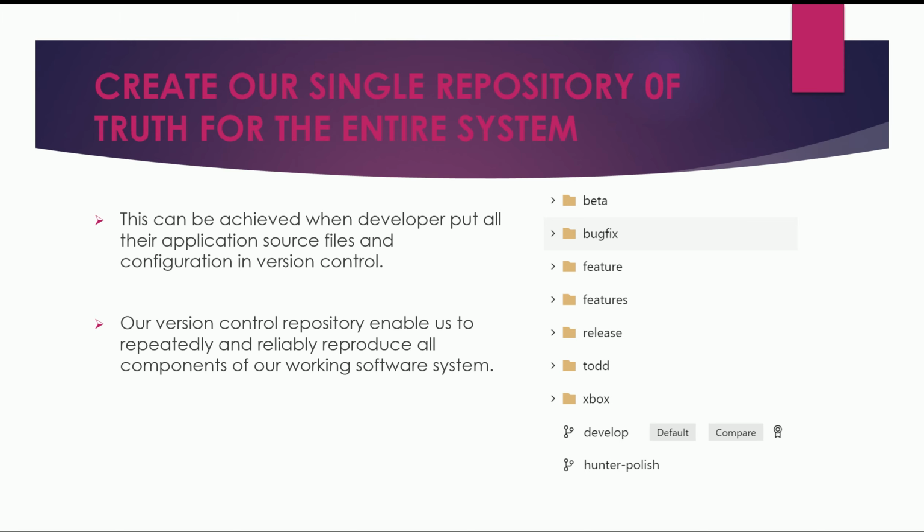Alright, so the bullet point talks about this being achieved when the developer puts all their application source files, configuration, and version control, which would be this here. Our version control repository enables us to repeatedly and reliably reproduce the components of our working software system. And like I said, you can go into any one of these branches and run from that branch, using the code from that branch, and it would work.